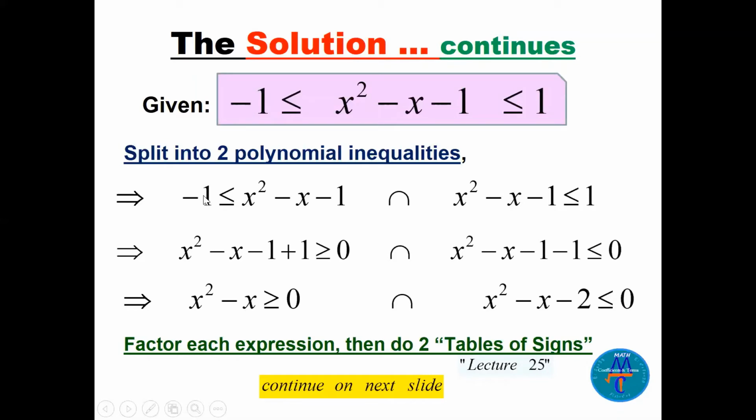So this one here, bring the minus 1 there. If you bring the minus 1 with this, to leave this one with a positive leading coefficient, it will be greater than or equal to 0. You see, x squared minus x minus 1 greater than or equal to that. Bring that one, it becomes plus 1 here, so this is a 0. We have x squared minus x greater than or equal to 0. And this one, you bring the minus 1 there, still less than or equal to 0. We have minus 2. So we need to factor this and do two tables of signs. If you need the table of sign, go to lecture 25 in the algebra course.